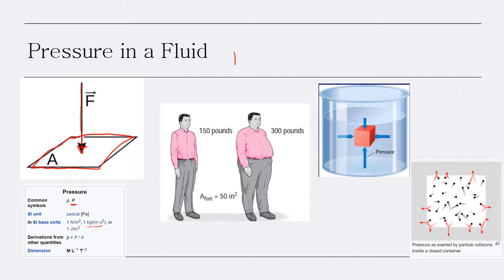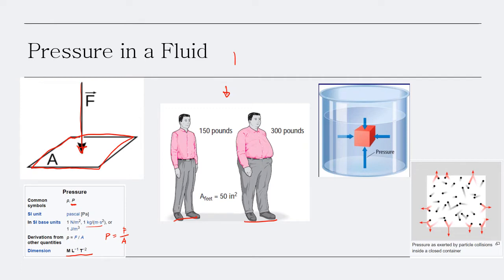And pressure in equation form: pressure is equal to force over area. And this is the dimension of the pressure. For example, please take a look at this picture. We have two guys here. The first guy weighs 150 pounds, and the other is 300 pounds. If we want to measure the pressure of the feet of these two guys, which is greater?